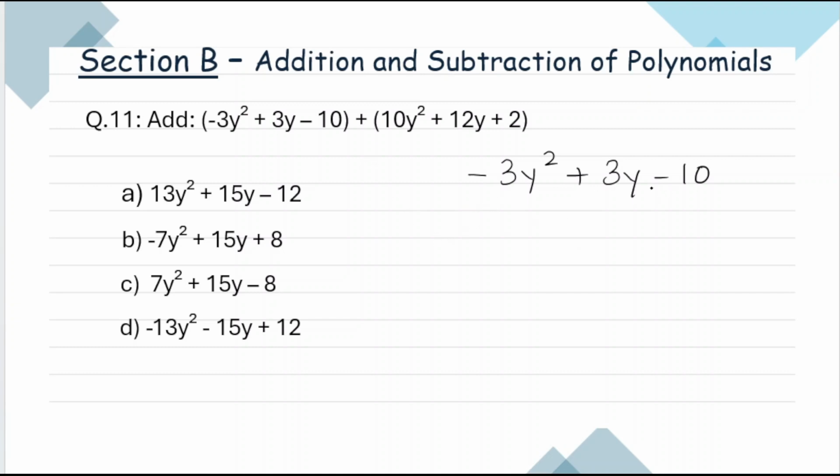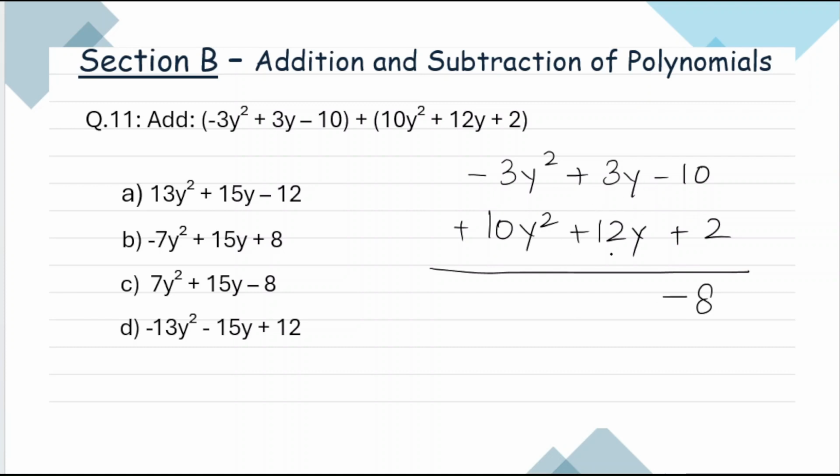So this is the first polynomial. Second one is 10y square plus 12y plus 2. The vertical method is just putting the like terms below each other. Negative 10 plus 2, negative 8, plus 3 plus 12 plus 15, negative 3 plus 10, 7.